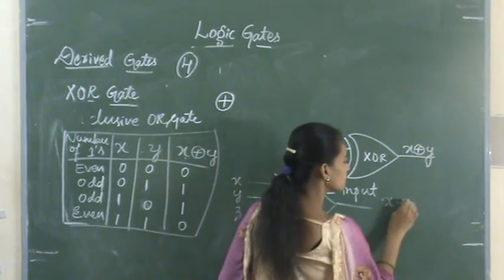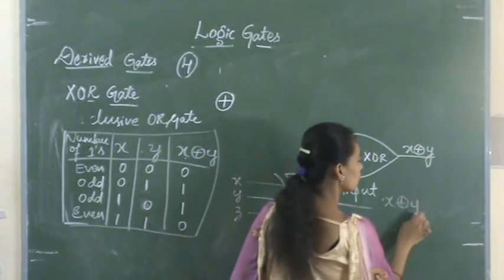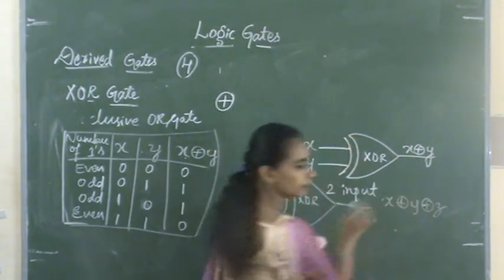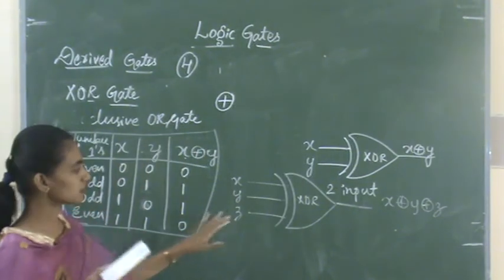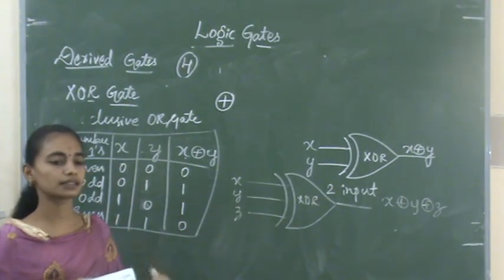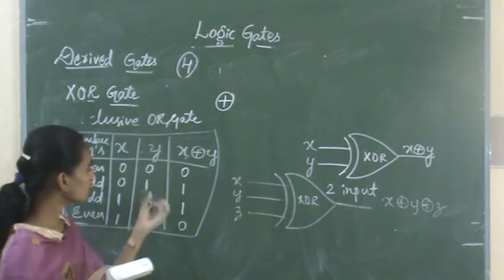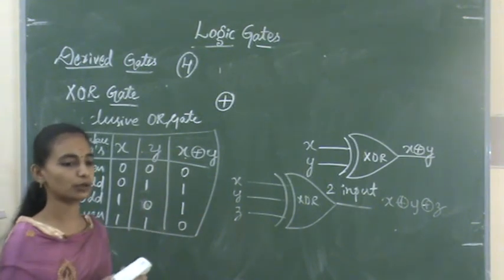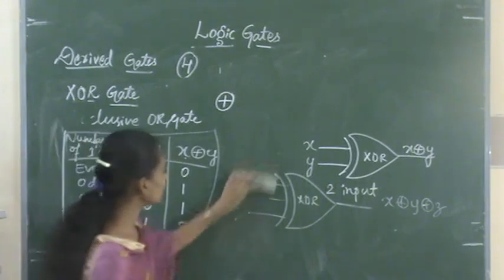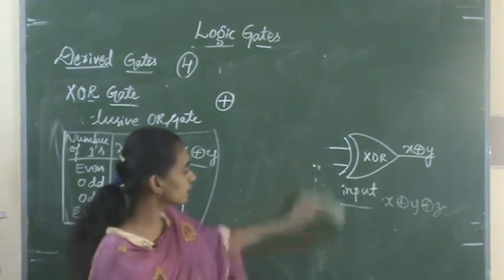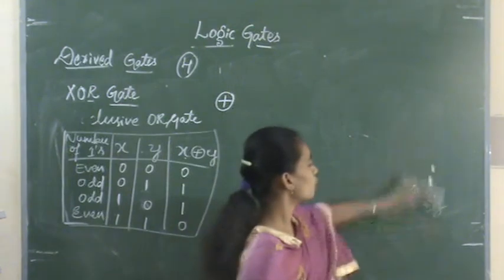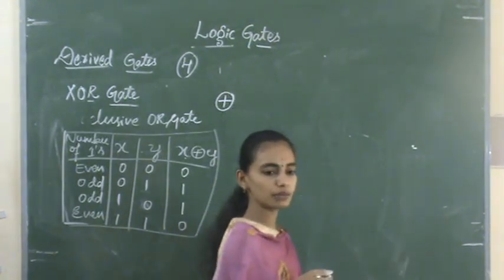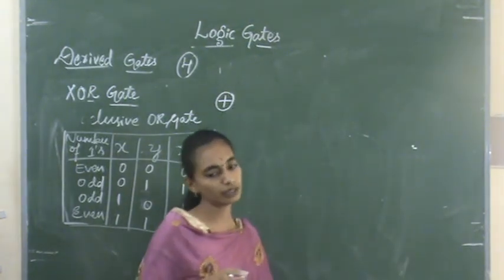Means X XOR Y XOR Z. Okay, so this is how we are representing the 3-input XOR. For the truth table also we can write a 3-input XOR. So how to write? Whenever we have an even number of ones, the output is 0. If an odd number of ones is there, the output will be 1.